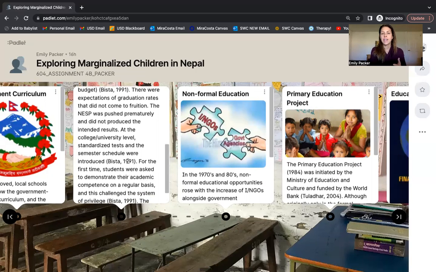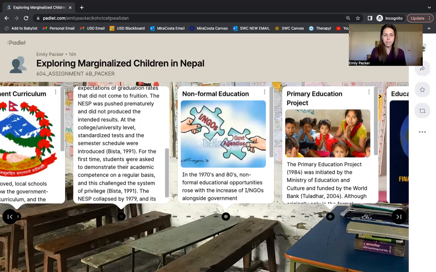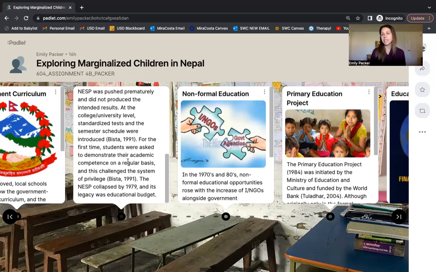And what happened was the government said, hey, the graduation rates are poor. We need to figure out what the students are learning and how well they're doing. So this is when standardized tests were introduced and semesters were introduced. So students began to be tested at the end of every semester. And that was to gauge student learning and understanding, and try to figure out, hey, why are the graduation rates so poor? In addition to these standardized tests, students were asked to demonstrate their knowledge on a more regular basis for the first time as well.